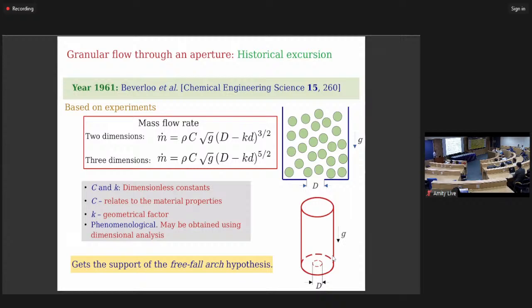Let us proceed. Comes the year 1961, and this relationship was given by Beverloo and colleagues by performing experiments, showing that the mass flow rate can be estimated using these parameters, where capital D is the orifice size and small d is the particle size. This expression we can also get through dimensional analysis. But the important part here is that it gets the support of the free fall arch. So we also consider the free fall arch.